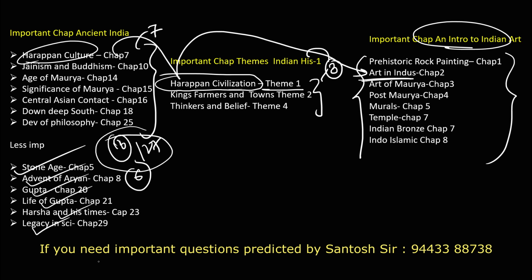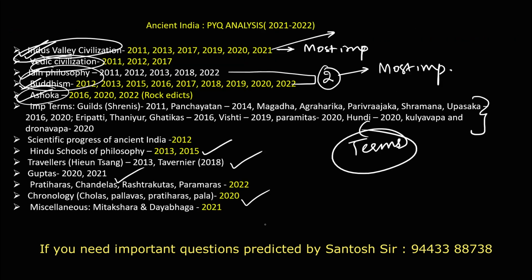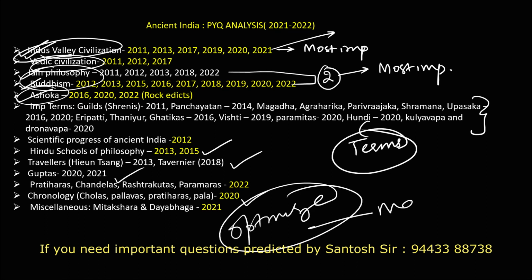Guys, here our approach is to optimize our effort. Optimize means that with the least effort, we want to score the max. With the least effort, we have to score the max.